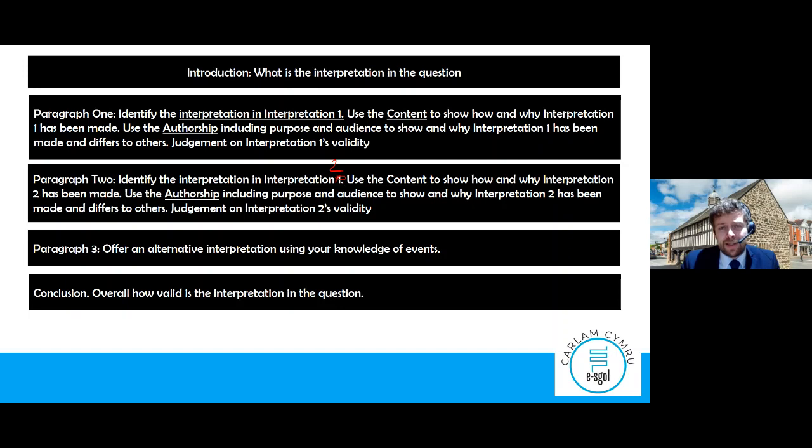Overall, how valid is the interpretation in the question? Is it more or less valid than these other two interpretations? Which one ultimately would you say is the most valid explanation for the key issue in the question? In this case, the rise of the Nazis. Is it the role of Hitler? Is it the role of the Wall Street crash and the Depression? Or is it the role of the Nazis' use of propaganda? They're your choices. And then your conclusion is where you make your decision. Which one actually was it?